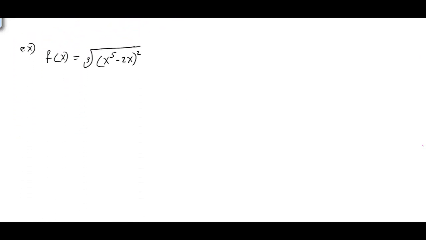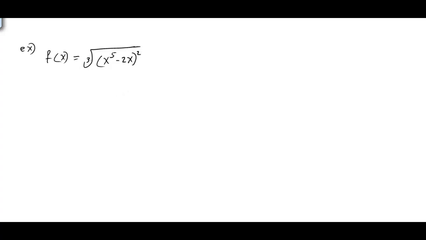All right, if we look at another example here, we have the cube root of x to the 5th minus 2x, squared. So clearly this is a composite function, and if we really look at this, we actually have three pieces here. The inside part is x to the 5th minus 2x, then we have an outside part squared, and then we have another part where we have the cube root.